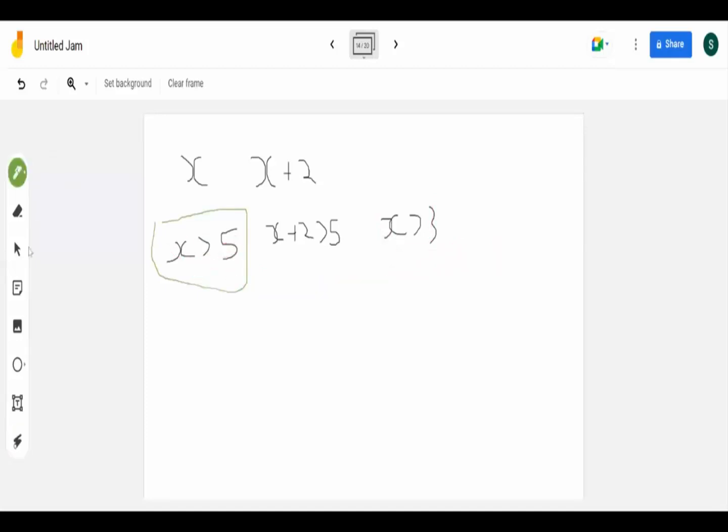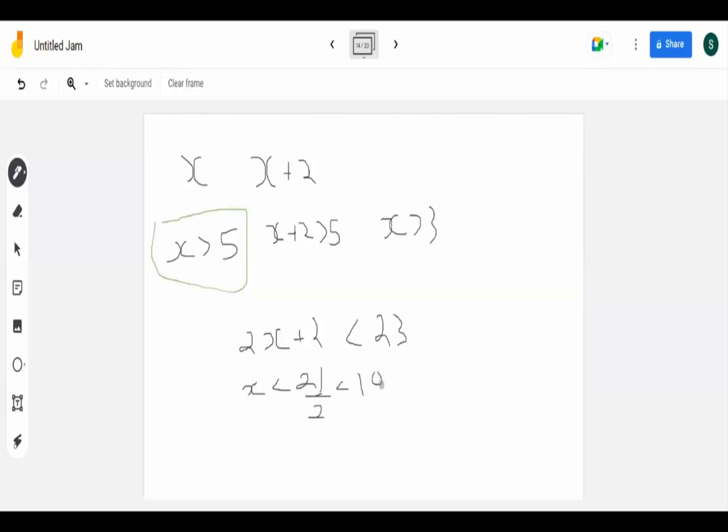And now we are given the sum of x and x plus 2, that is 2x plus 2. The sum of these two numbers must be less than 23. So 2x plus 2 is less than 23, and x is less than 21 by 2, that is 10.5.